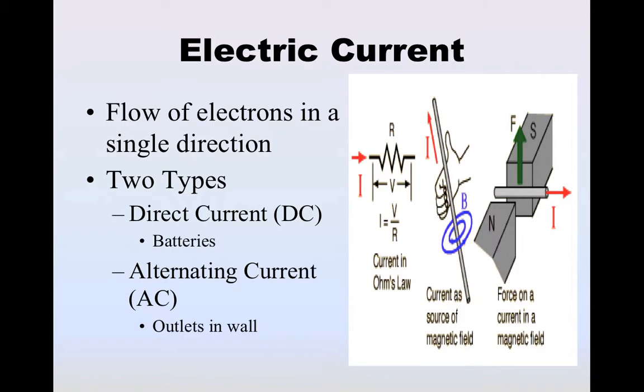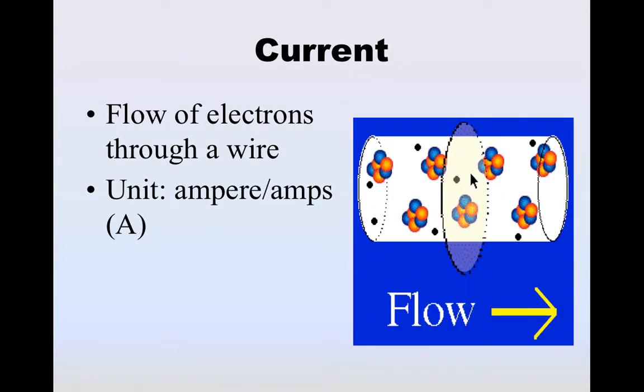And the alternating current are like your outlets in the wall. There are two prongs in there. Electricity can flow on either way, in and out. There's an outlet there, okay? Now, current, again, as I said, is that flow of electricity or electrons through a wire. The unit that we measure current in is called an amp or an ampere.